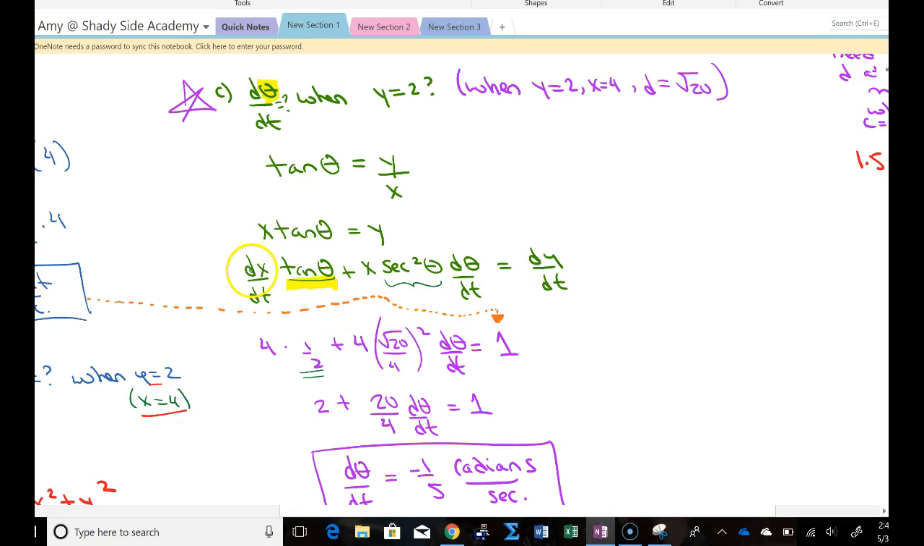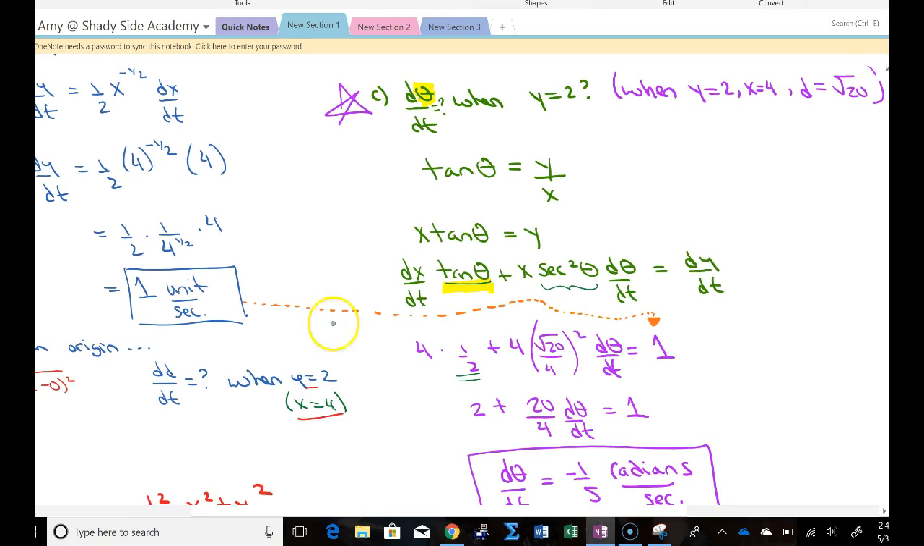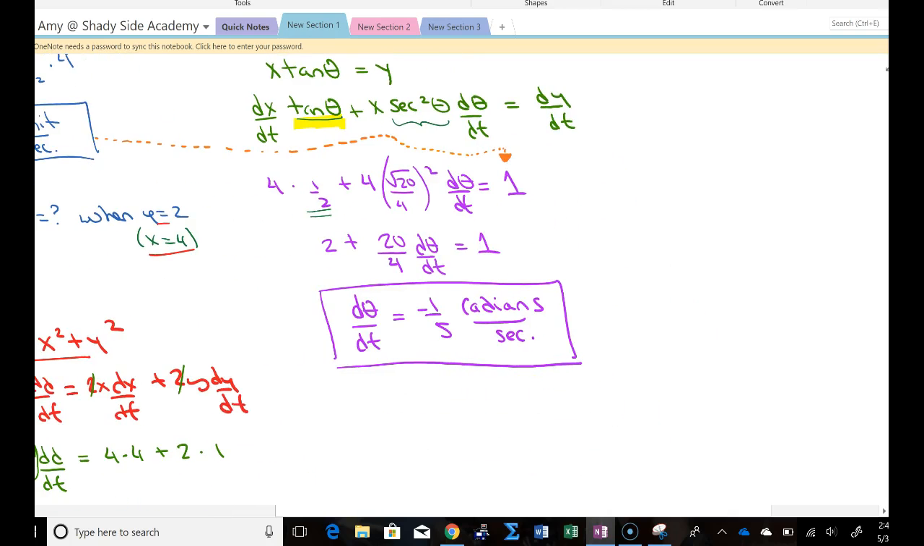Where'd that come from? Follow a little ant trail with me. Come over here. Oh, it was from part A. Look at that. It was from part A. We're going to use it. And then when I do all the simplifying, look at how nicely this works out.